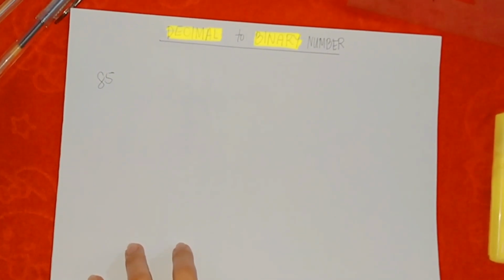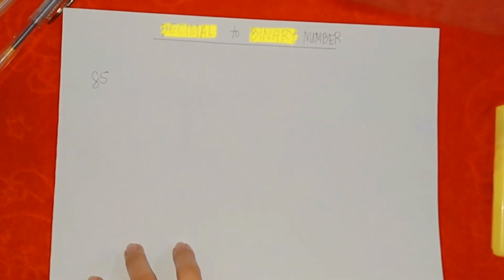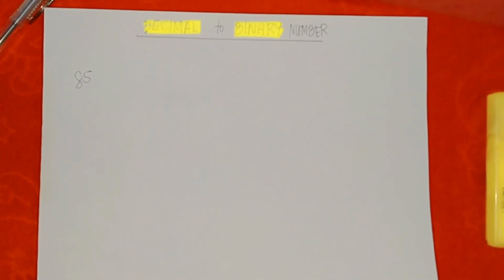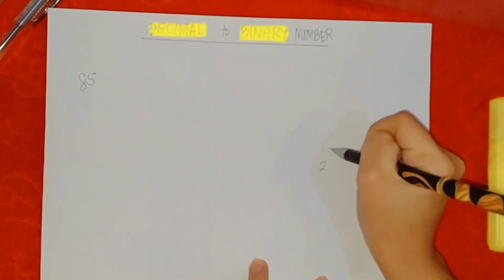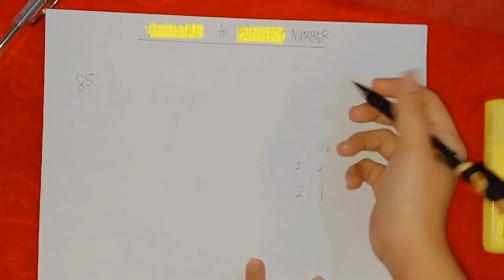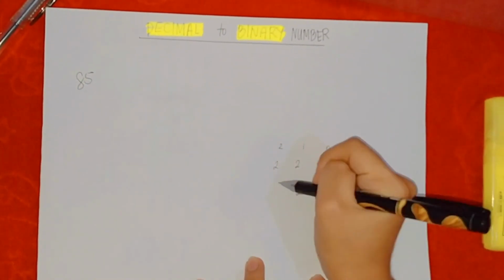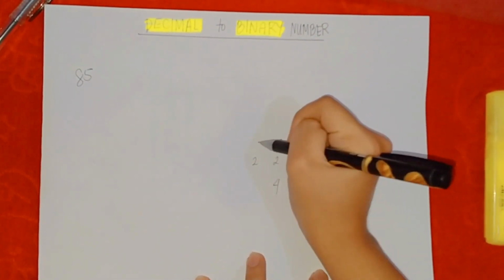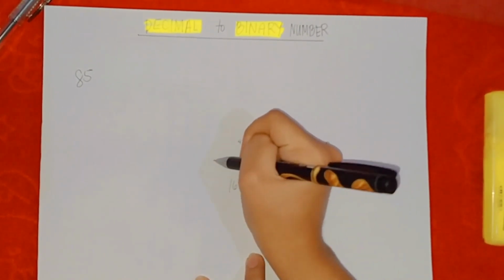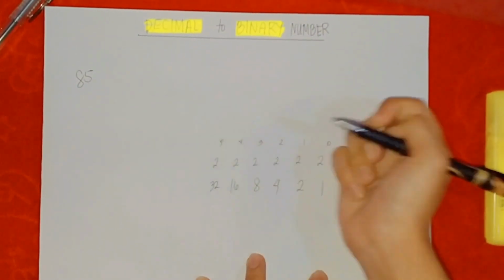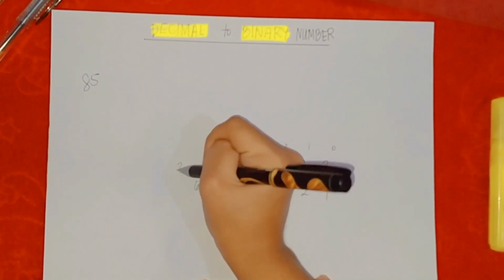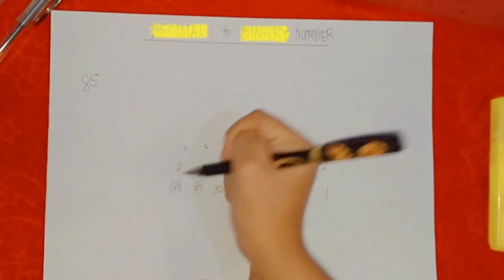So how are we going to convert 85 to a binary number? First, we should always remember and familiarize ourselves with the powers of 2. 2 to the 0 power is 1. 2 to the first power is 2. 2 to the second power is 4. 2 to the third power is 8. 2 to the fourth power is 16. 2 to the fifth power is 32. 2 to the sixth power is 64. And 2 to the seventh power is 128.